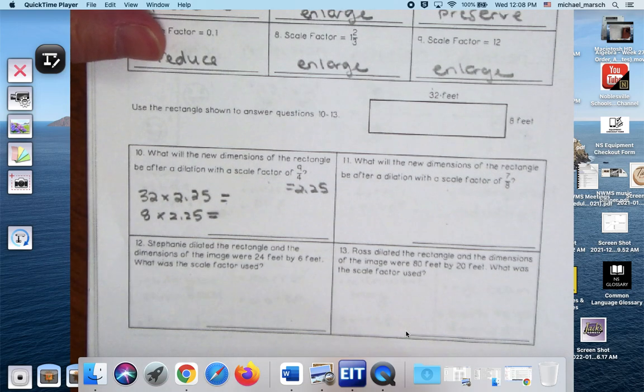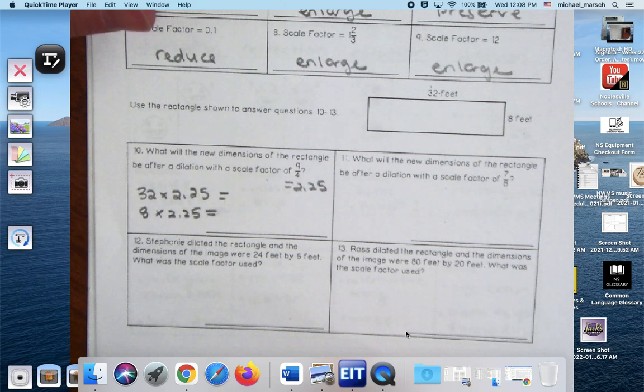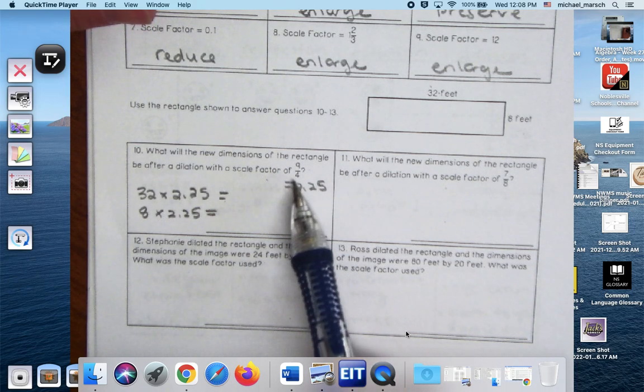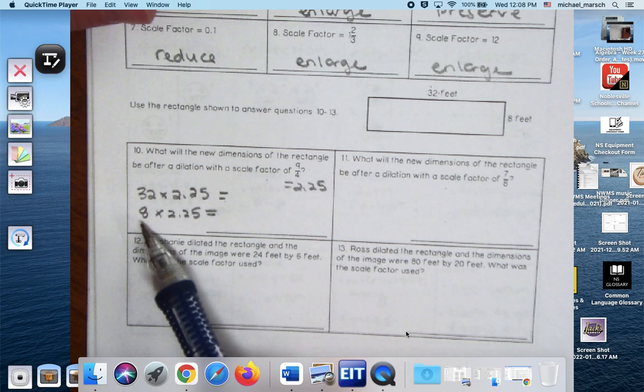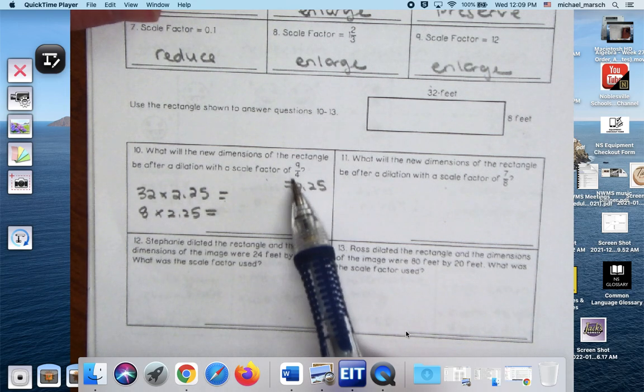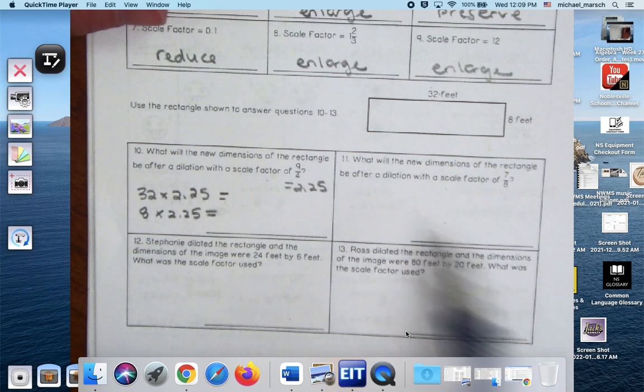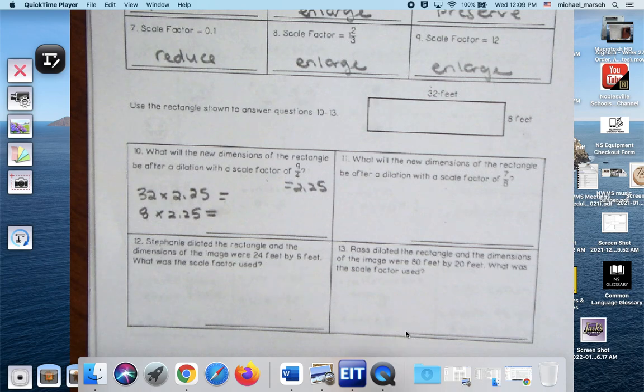Carmen? You can still just like do 32 times 7 divided by 8, right? Like for the next one. Well, like you could still do. 8 times 9 divided by 4, you mean? Oh, are you talking about this one? Yeah. Yeah, that's fine. Yep.